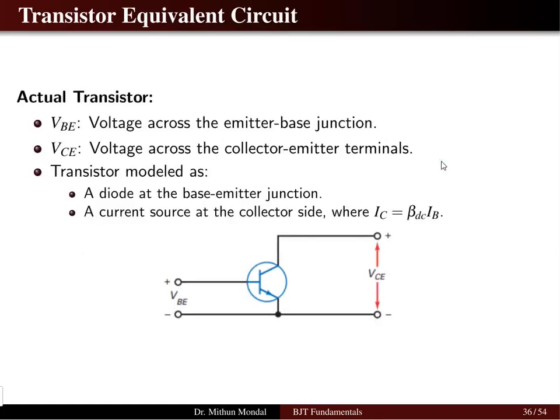Now, if we talk about the transistor equivalent circuit, we have seen that there will be two regions, the base-emitter region and the collector-emitter region.